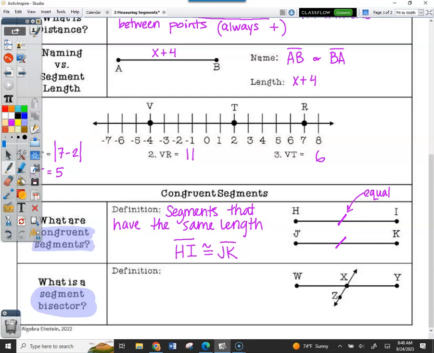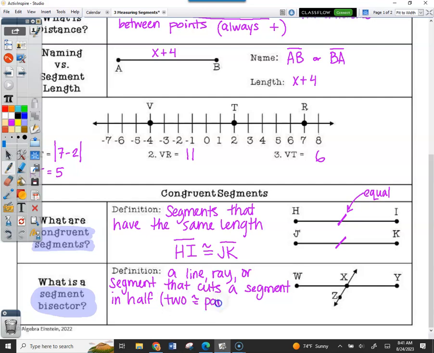All right, so let's write a definition. It doesn't have to be a segment that's bisecting. It's just that what got cut in half, the segment WY, what cut it in half, the line XZ. You see the difference here? So there's two things going on here. So it can be a line, ray, or segment that cuts a segment in half. And then after half, I'm putting parentheses and I'm writing two congruent parts. Because that's the big takeaway here, is knowing that when it's bisected, it's just been cut into two equal parts.